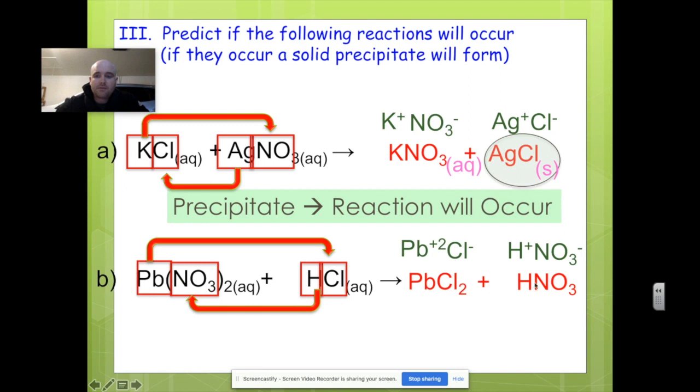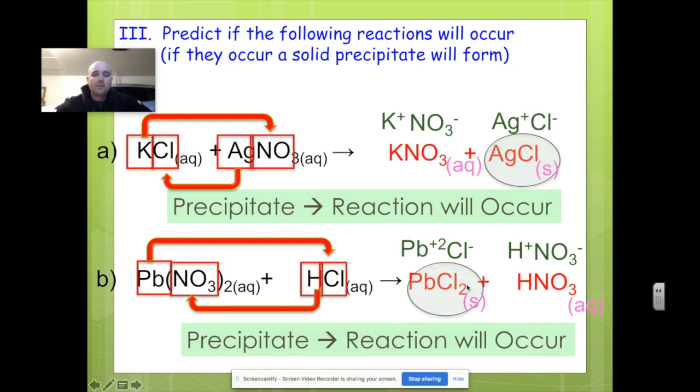Now, first off, we know that all nitrates are soluble, so for sure this one's going to be aqueous. We also know that hydrogens are soluble, so that's aqueous as well. So now let's see if this one is soluble. Let's look at our chlorine again on our solubility rules. Chlorine is soluble unless it is with lead. So it's going to be a solid, and that's going to be aqueous. So the precipitate will occur, and the precipitate will be PbCl2.